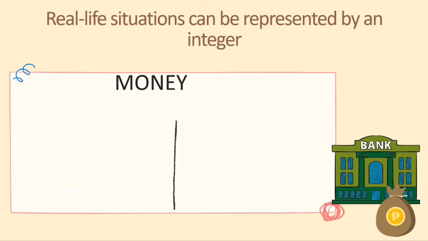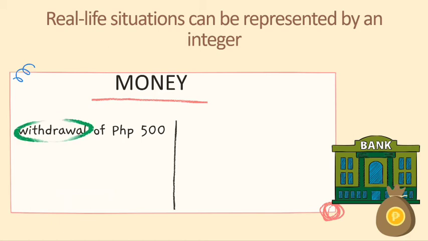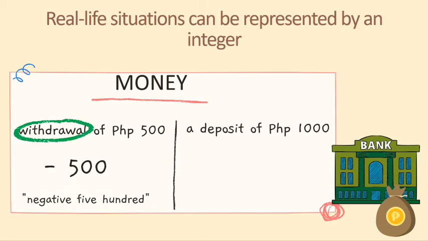In money, let's say withdrawal of 500 pesos. We have here the word withdrawal. Kapag withdrawal, kumuha ka, so nabawasan. To represent that by an integer, that is minus 500 or negative 500. Next, let's say a deposit or nag-deposit ka naman ng 1,000 pesos. Deposit meaning naglagay ka o nadagdagan yung pera mo sa bangko. So that is plus 1,000 or positive 1,000.